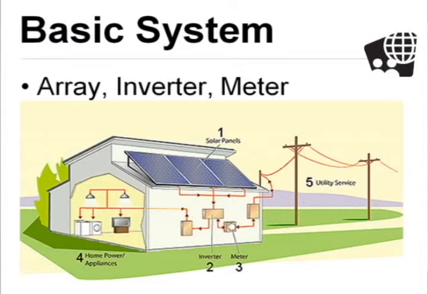Now, the basic solar system consists of the array, the inverter, which I'll talk about later, and then the meter. What is the meter? You know, every month you look at the meter? Yeah, sure. If you have an apartment or a house and you walk out and you have to look at that box with the numbers and you write it down for your electricity bill, what you're looking at, that's the meter.